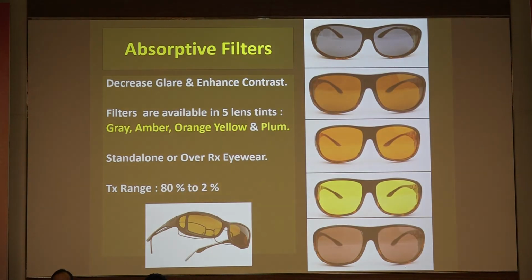Now for outdoor use, there are a lot of absorptive filters that you can use, and these decrease glare and enhance contrast. So they are available in 5 tints. As you can see from top to bottom, they are gray, amber, orange, yellow, and plum. So they are available as standalone glasses or as over prescription eyewear. And the transmission range for different wavelengths is 80% to 2%. So let's discuss them in a little bit more detail.